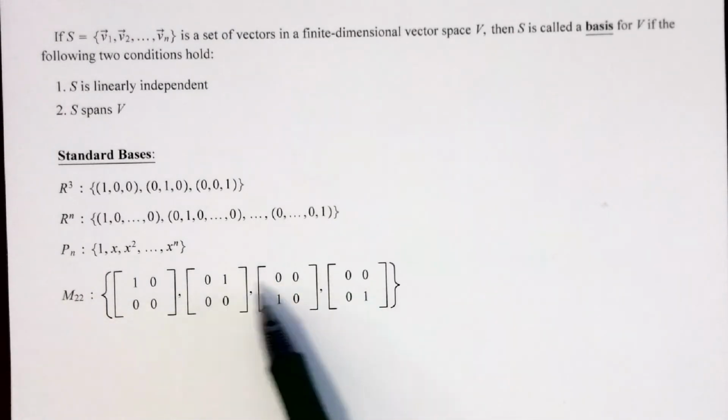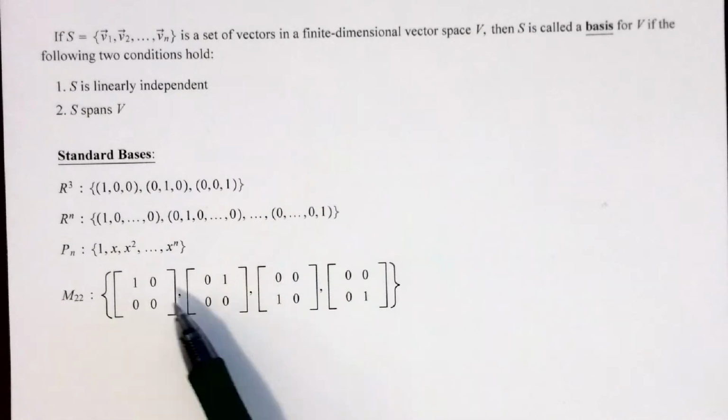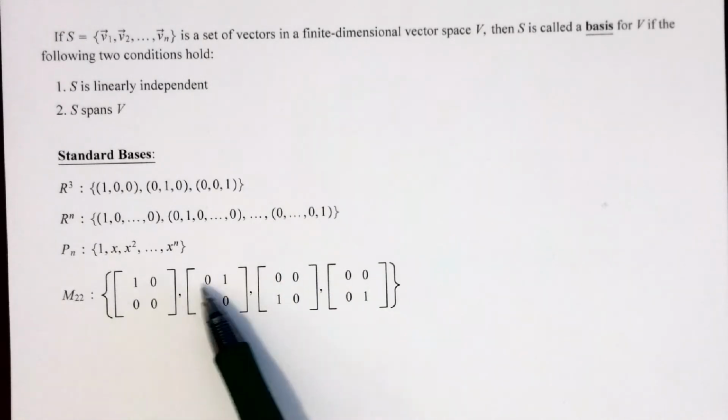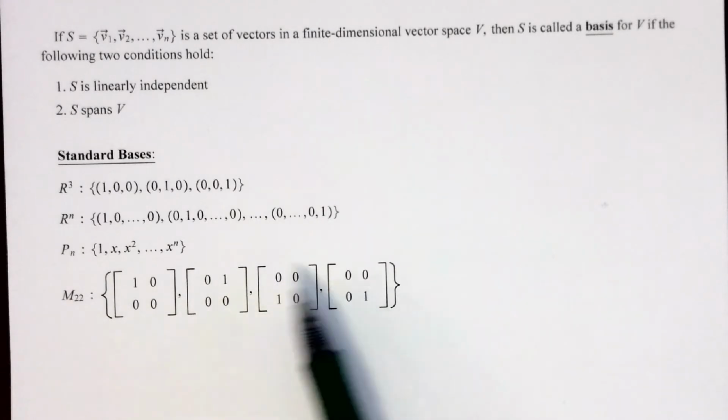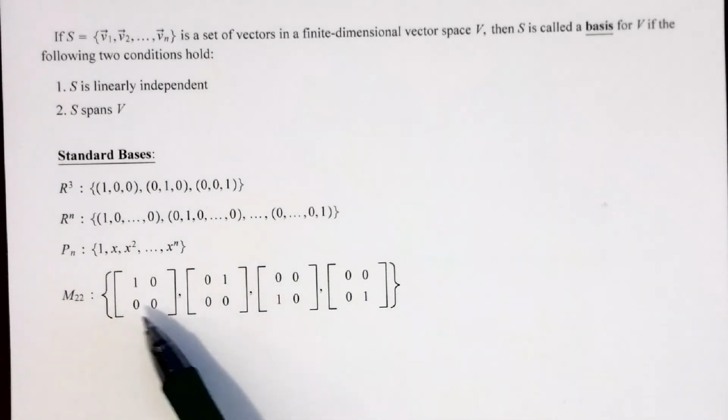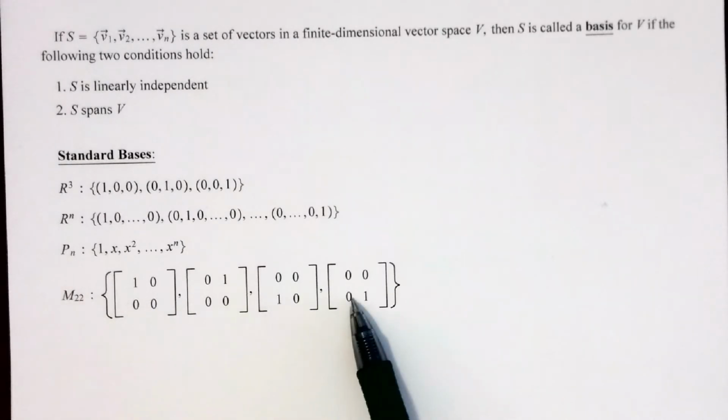Can I add these 3 guys in some combination to get to this one? No way, right? Because it's got a 0. Each of them has a 0 in that first row, first column entry. There's no way I'm going to get that to sum to 1. Okay, so these are linearly independent.